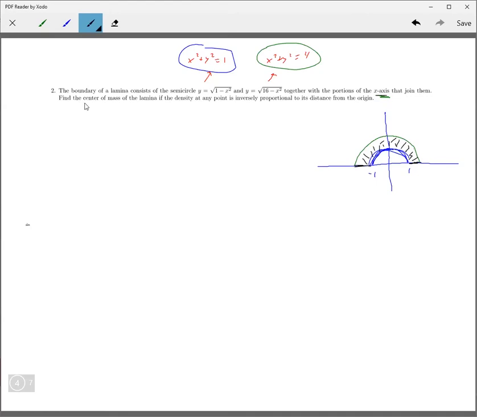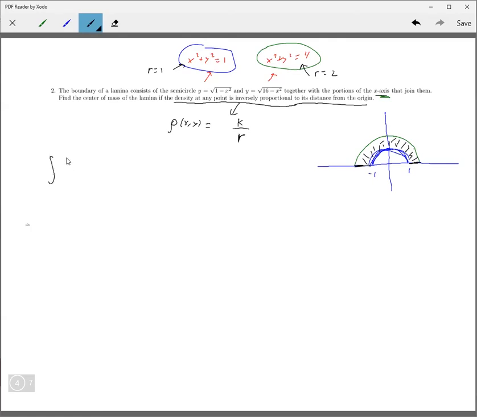Okay, so to find the center of mass, the density at any point is inversely proportional to its distance from the origin. That means the density is inversely proportional to the distance. The distance from the origin is also r from polar coordinates, so it's k over r. So in this problem we're going to use our polar coordinates skills. That's really like r equals 2, and this is r equals 1.